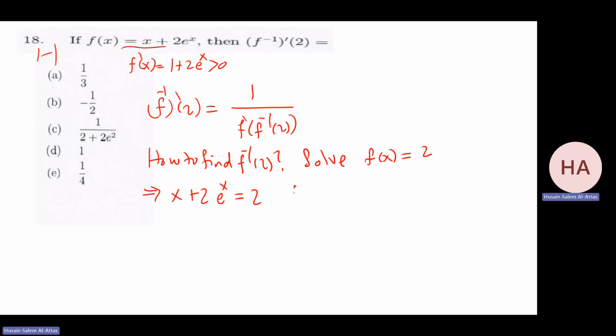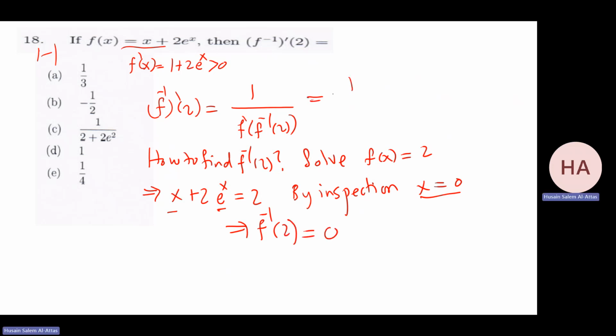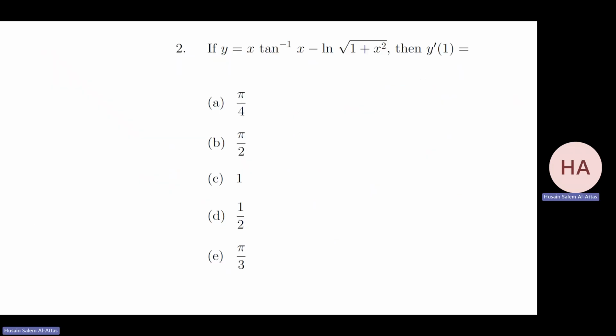By inspection, you cannot solve it algebraically, but we can do it by inspection. X equals 0, since this will be 0, e to the power 0 is 1, times 2, so this is the solution. So f inverse at 2 equals 0. So that will be 1 over f prime at 0, and that will be 1 over 1 plus 2, which is 1 over 3, which is this one.